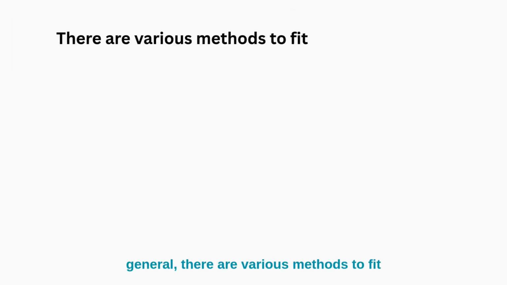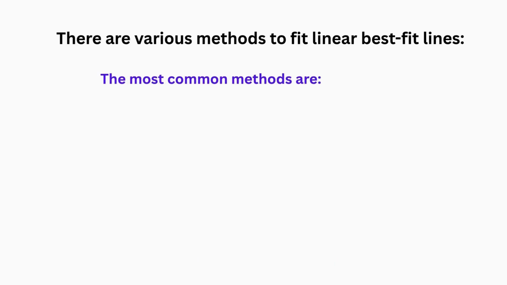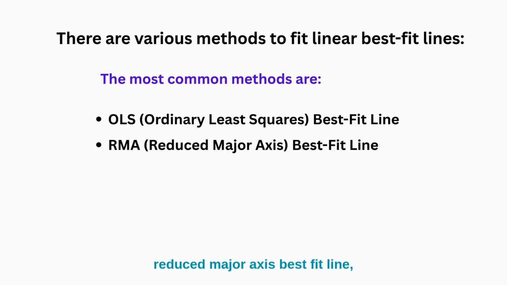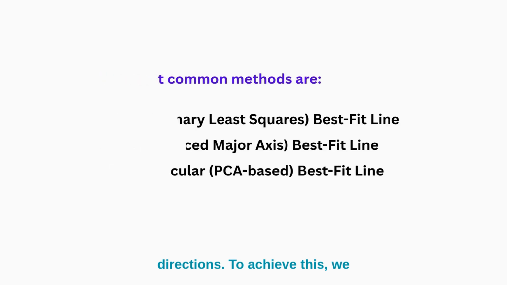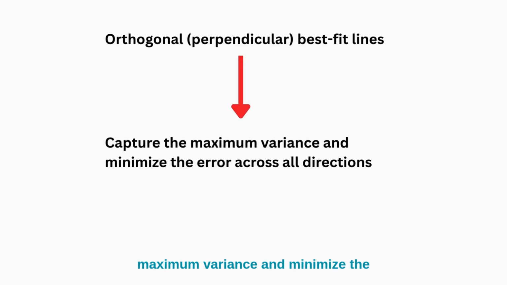In general, there are various methods to fit a best fit line depending on the objective of the analysis. The most common methods are ordinary least square best fit line, reduced major axis best fit line, perpendicular or PCA based best fit line. In the case of PCA, the primary goal is to maximize the variance and minimize the error along all directions. To achieve this, we use orthogonal or perpendicular best fit lines, which capture the maximum variance and minimize the error across all directions.